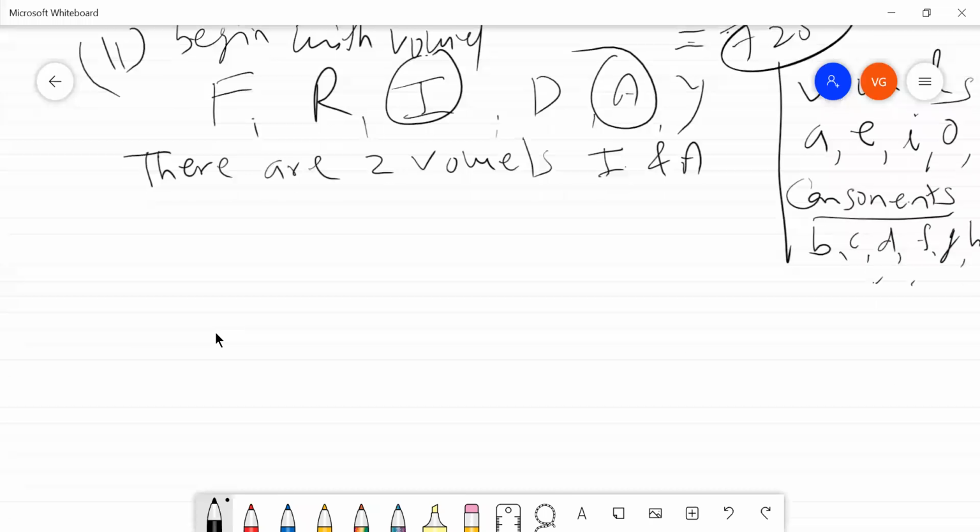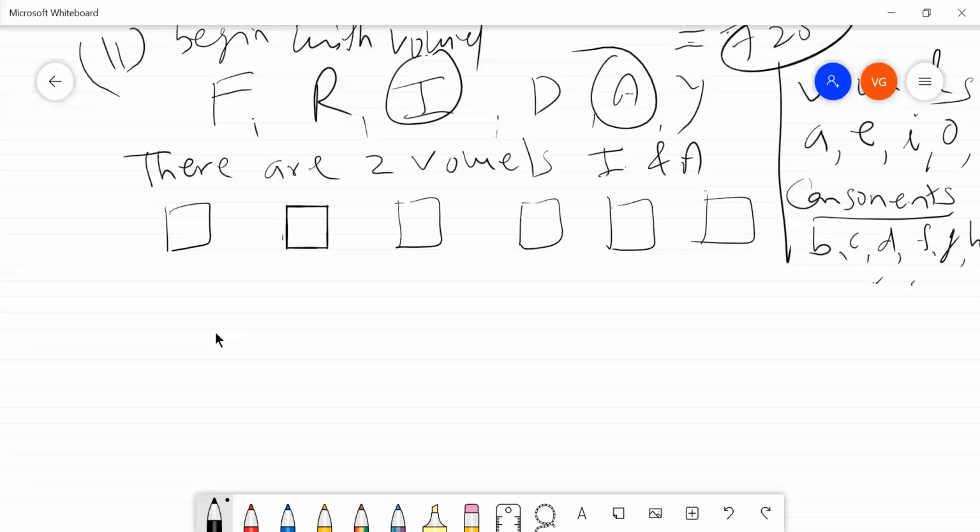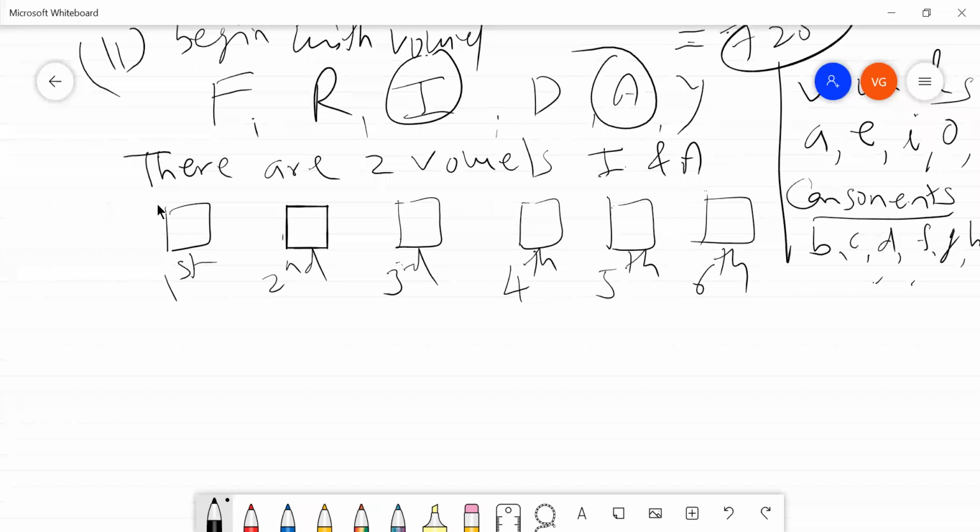So when I want to arrange them, there are 6 letters, 1, 2, 3, 4, 5, and 6. FRIDAY. I want to give you the first place, second place, third place, fourth place, fifth place, and sixth place. I want to count the arrangements which begin with a vowel. So on the first place, I should have only a vowel. So either the first place can be filled by I or by A. There are two vowels, so for filling the first place, I have two choices.